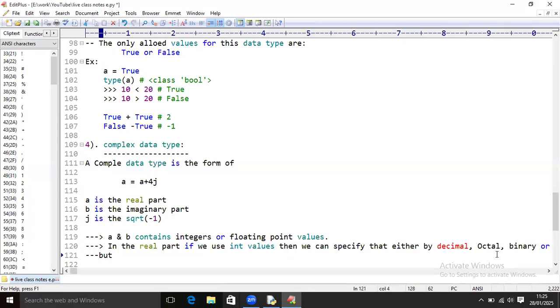But the imaginary part should be specified only by using decimal form.